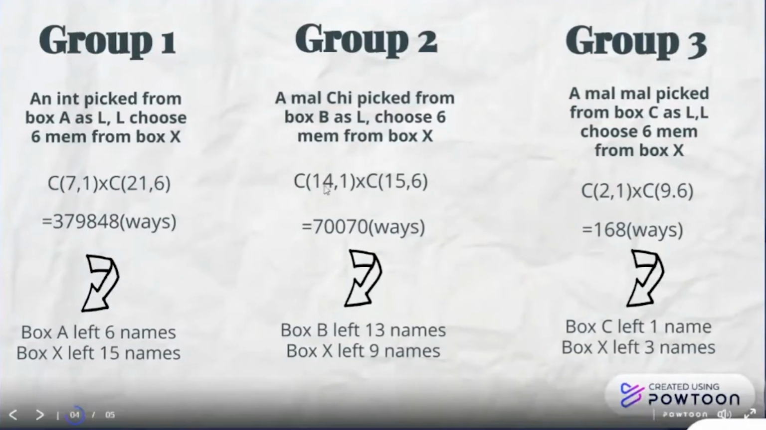379,848 ways. And for group 2, a Malaysian Chinese is picked from box B as leader, and he or she will choose 6 members from box X. So we get 14C1 times 15C6, which we get 70,070 ways.